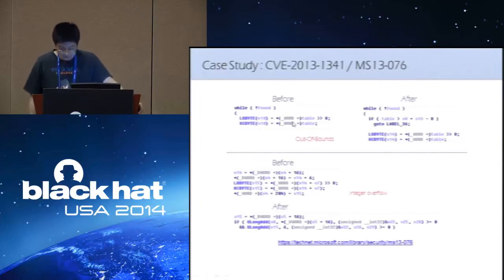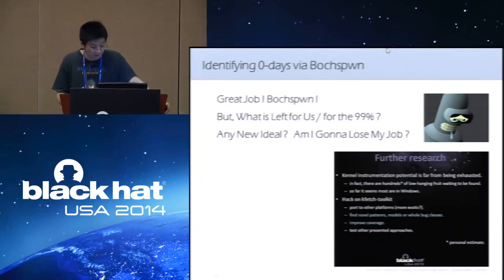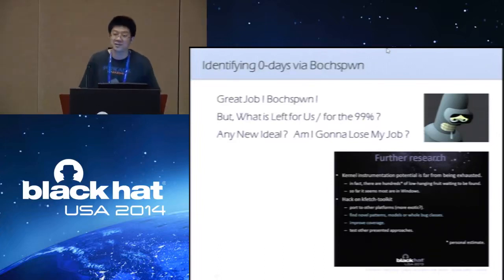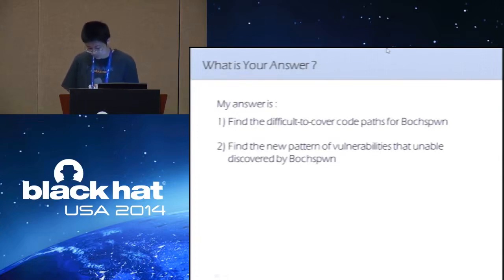But after the excitement, we need to ask ourselves, what has been left behind by Bochspwn? What is left for us? What is left for 99%? I'm going to lose my job, or any new idea. Through a long time thinking over this issue, I came up with the following answers: first, find code paths that are difficult for Bochspwn to cover, and second, find a new pattern of vulnerabilities that is unable to be discovered by Bochspwn.